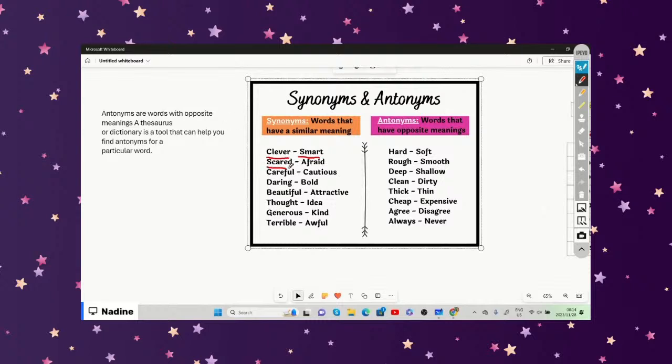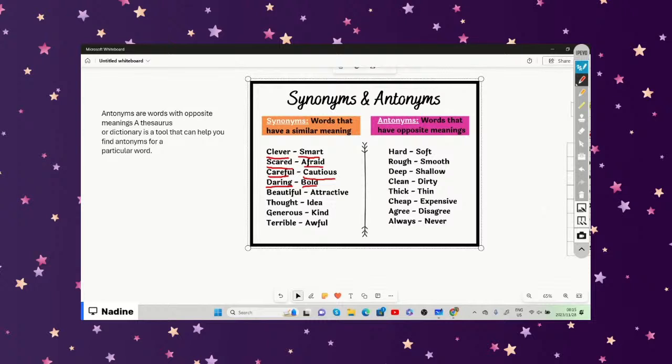Scared or afraid, right? I'm scared of that. I'm afraid of going there. So scared and afraid are basically words with similar meaning. Then we have careful and cautious. These are also two different words with similar or the same meaning. Someone being daring or bold, right? If you are daring, then it means that you are able to easily do something.